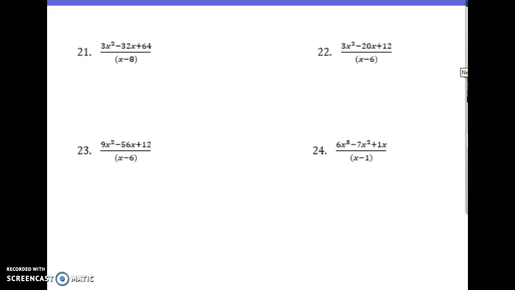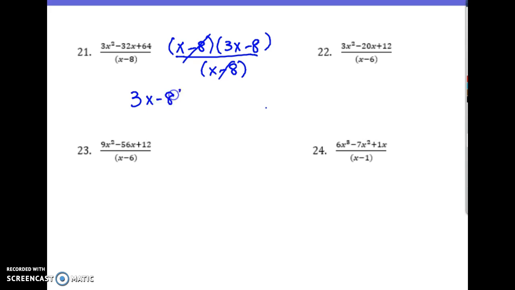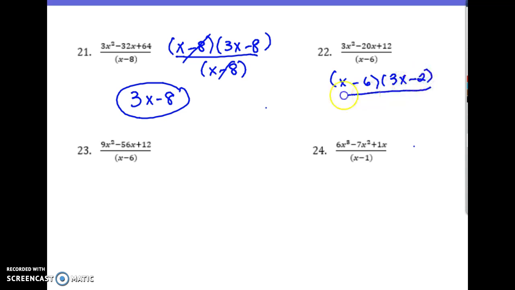Okay. All right, 21, you would factor the numerator into x minus 8 and 3x minus 8, and then we divide by x minus 8, and we're left with 3x minus 8. Okay, and then number 22 can factor into x minus 6 and 3x minus 2. Again, we're dividing by x minus 6, so we're left with 3x minus 2.